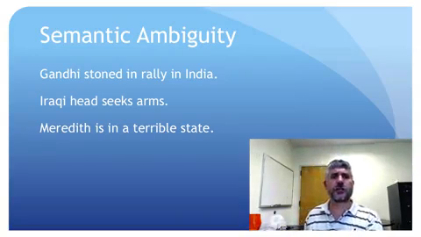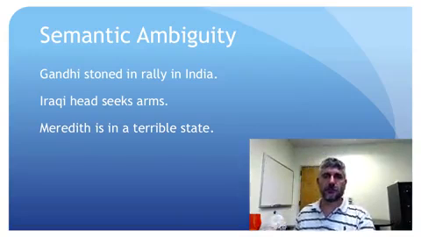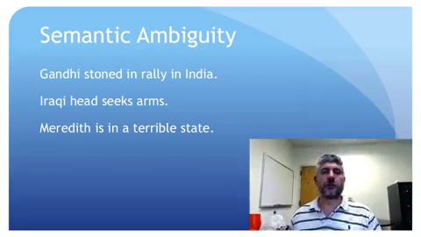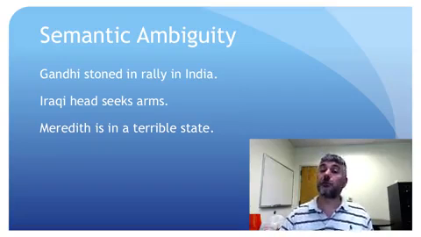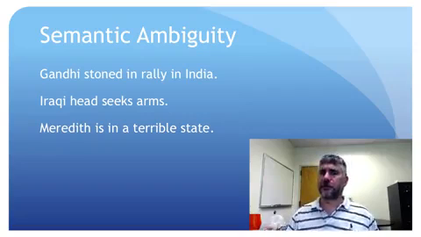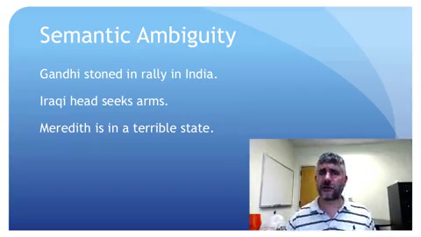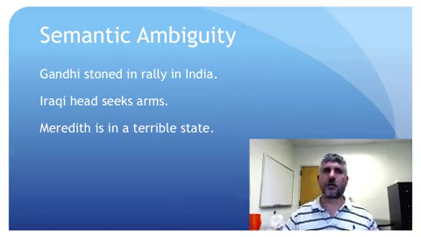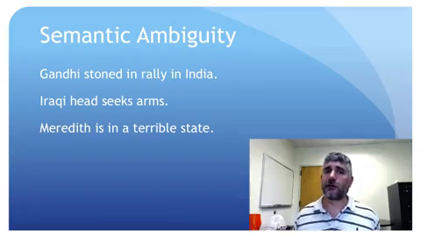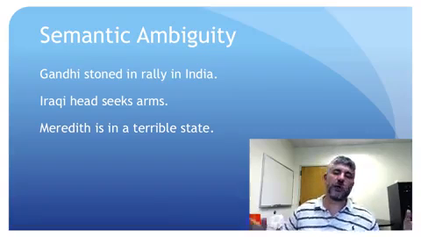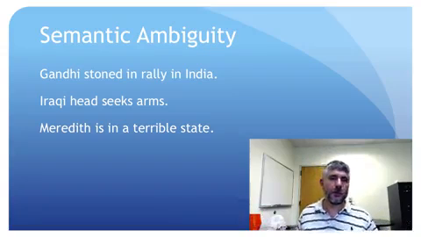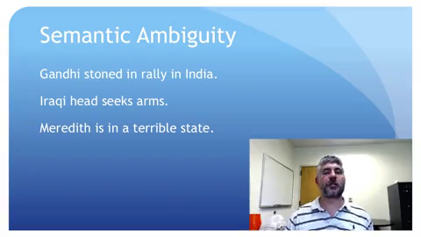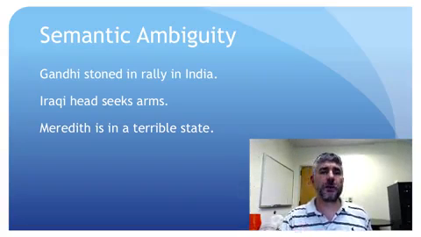And then there's the sentence, "Meredith is in a terrible state." Of course, when you say Meredith is in a terrible state, you might mean she's in a terrible psychological state. She's very depressed, she's very upset, she's very angry. Or you might mean that she's in a state, like one of the United States or one of the states of some other country, but she's in a state which is a terrible state. We don't need to name those. Okay, so these are examples of sentences that contain semantic ambiguity, semantically ambiguous expressions.